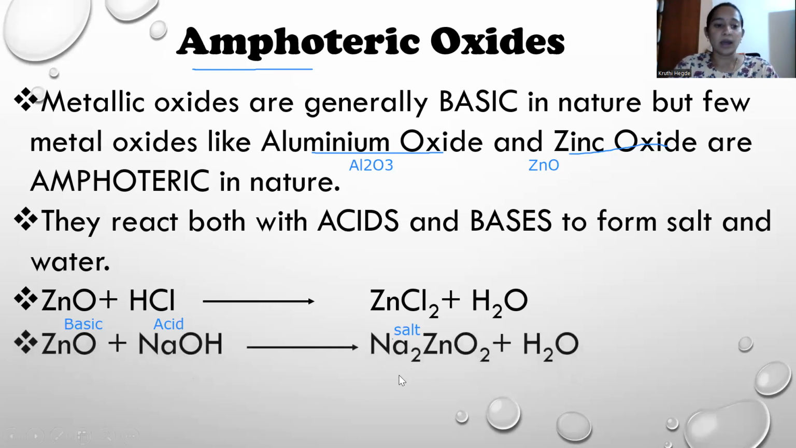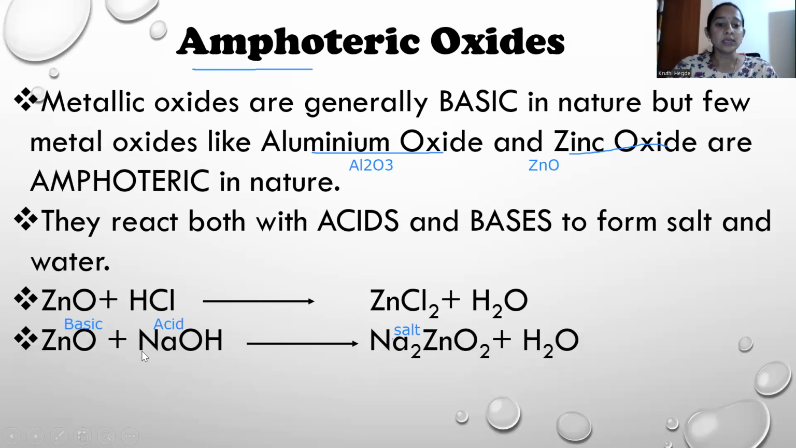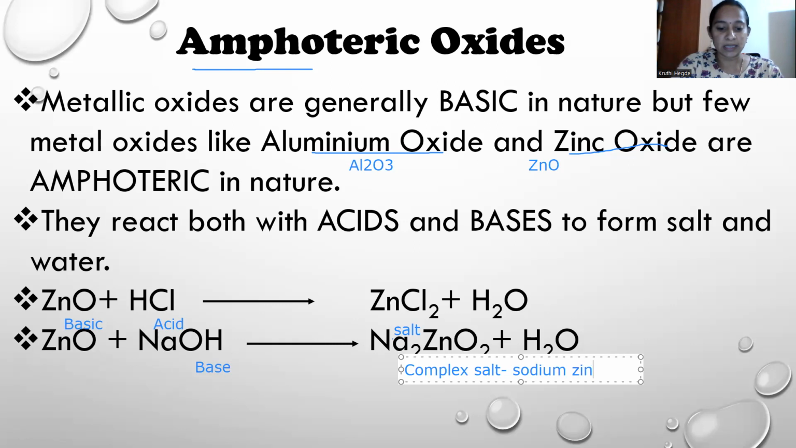Another way is where ZnO is reacting with NaOH. What is NaOH? NaOH is nothing but a base. So here it's reacting with the base NaOH, and it is producing Na2ZnO2. This Na2ZnO2 is called a complex salt, which is called sodium zincate.